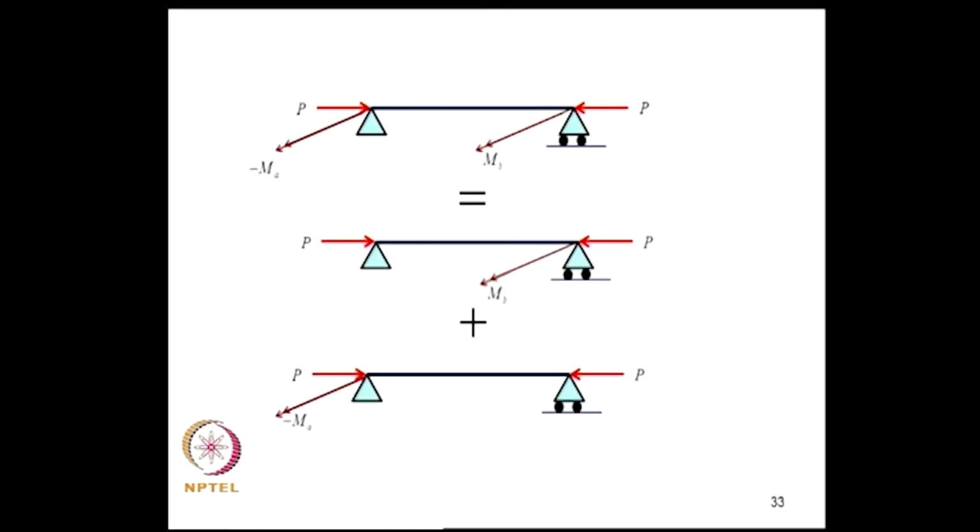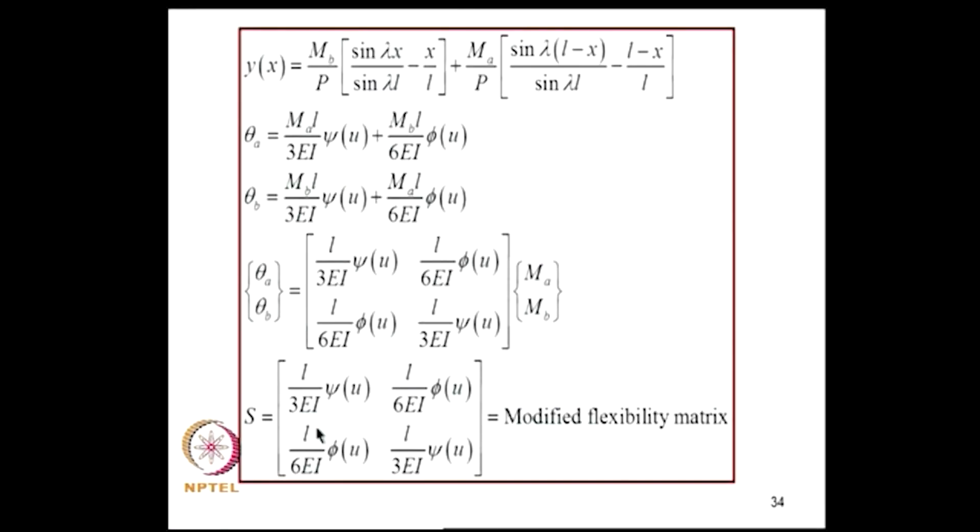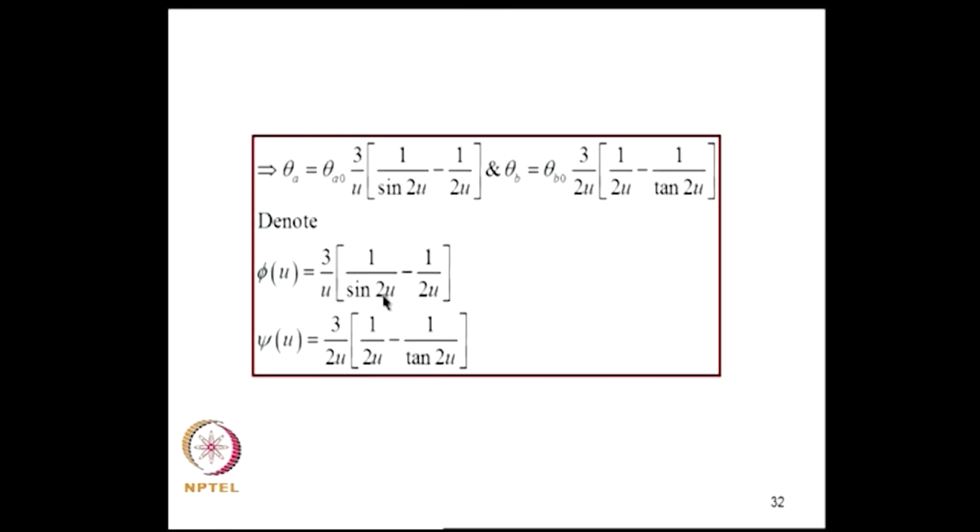Now, how about a system carrying 2 couples? Now, I can use the principle of superposition. First I will solve the problem with MA and then solve the problem with MB, and then combine them. So, when I do this, the superposition principle leads to this solution. So, if I now consider theta A, that is, differentiate this and put x equal to 0, the solution will be in this form, where psi of u and phi of u are the stability functions given here.